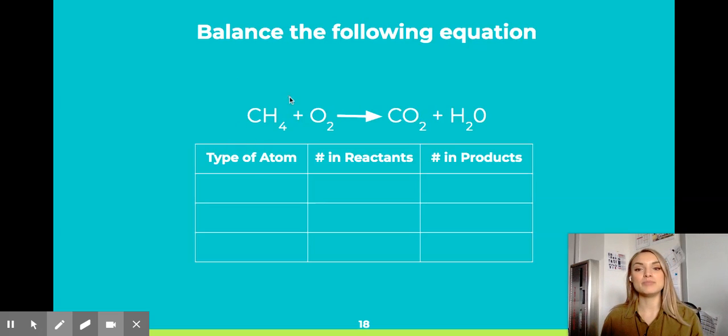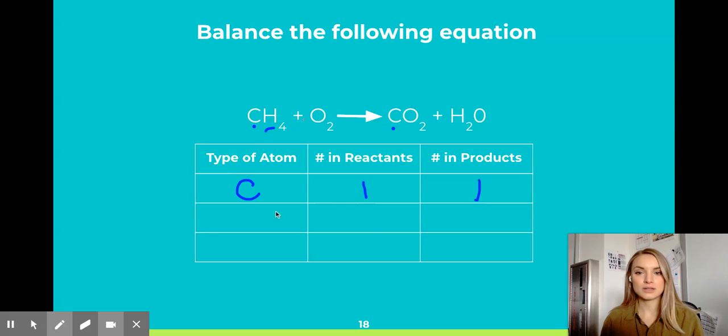Our first step in balancing the equation is going to be to write the type of atom and then the number of those atoms found in the reactants and in the products. Because if we fill in this chart first, we'll be able to clearly see how and where we can add coefficients to manipulate and balance the equation. Let's start with carbon. In the reactants, I have one carbon. And in the products, I also have just one carbon.